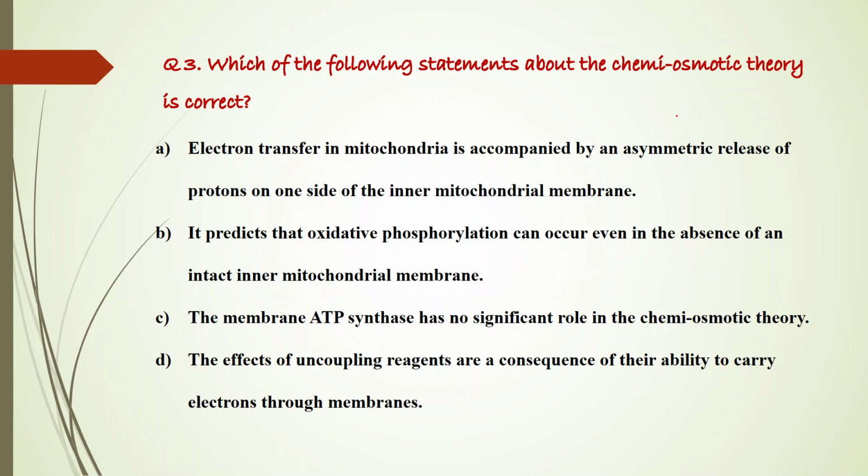The first one states electron transfer in mitochondria is accompanied by an asymmetric release of protons on one side of the inner mitochondrial membrane. The second statement says it predicts that oxidative phosphorylation can occur even in the absence of an intact inner mitochondrial membrane. The third one is the membrane ATP synthase has no significant role in the chemiosmotic theory. And the fourth one is the effect of uncoupling reagents is a consequence of their ability to carry electrons through membranes. These are the four statements.